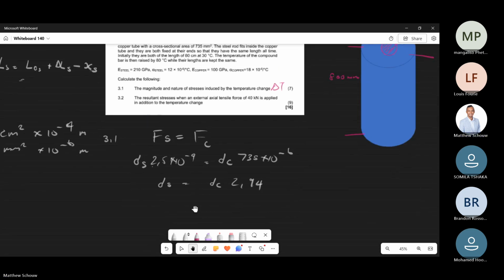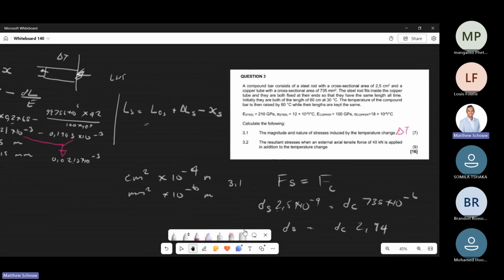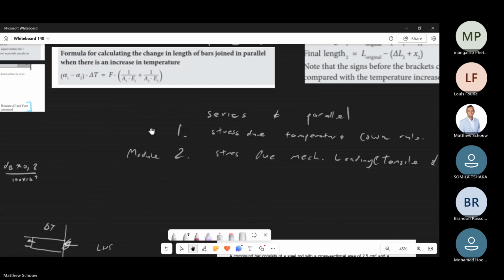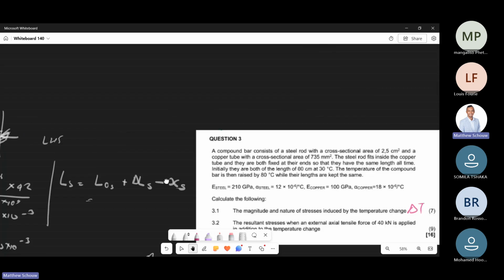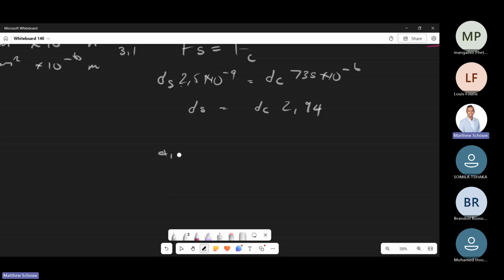So guys, now once we have this set up, like I said to you, we must revert back into this formula over here. This is the one we're going to be using now. So it's going to be alpha 1 minus alpha 2, change in temperature, and that's going to equal the stress of your steel over the elastic modulus of steel, plus the stress of brass over the elastic modulus of brass. We don't need L, remember, because it's all the same length, it divides out.